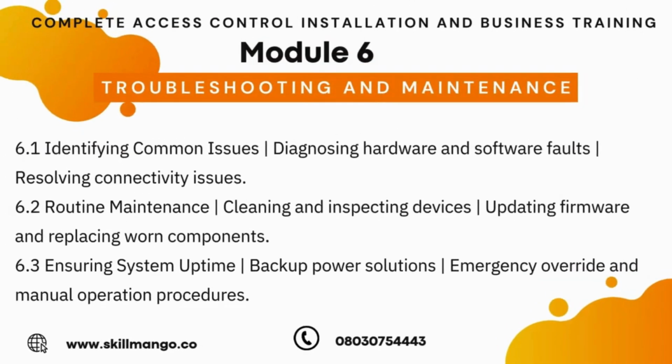Okay, so welcome back to module 6. This is module 6 of the complete access control installation and business training. In this module 6, we'll be talking about troubleshooting and maintenance, which you cannot run from when it comes to access control. There must be issues. This life is full of issues, so expect issues. Those are issues that will make you better in your endeavor as a system integrator. They challenge you to do research and want to learn more.